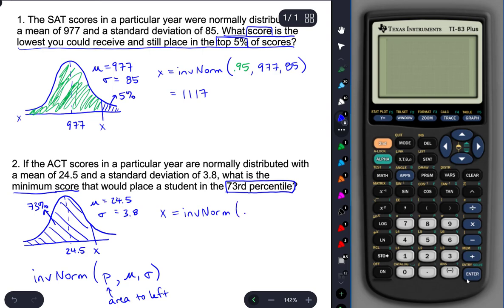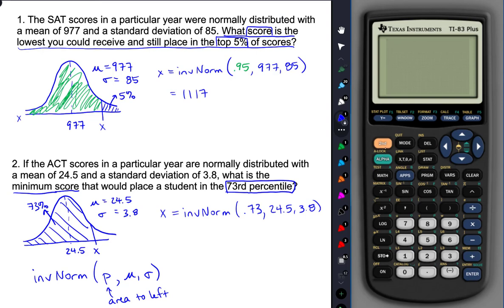The first input is 0.73, and notice I didn't subtract that from 1 like the last example. The only time we do that is if the area provided to us is an area to the right of the score that we're interested in. If it's already an area to the left, and percentiles are always area to the left, we don't need to do that transformation. So you pay attention to that. Then we give the mean, 24.5, and the standard deviation of 3.8.